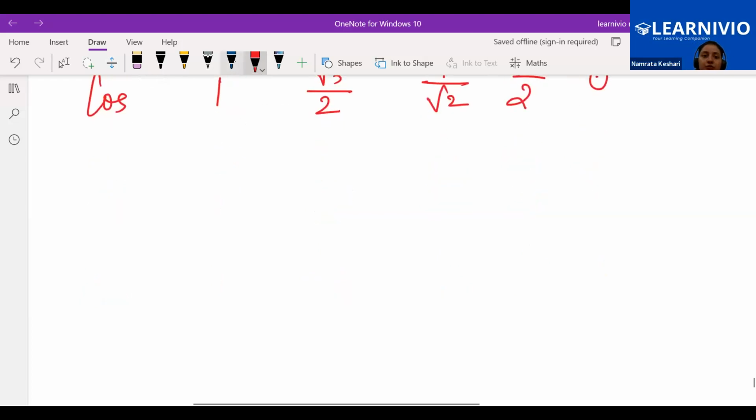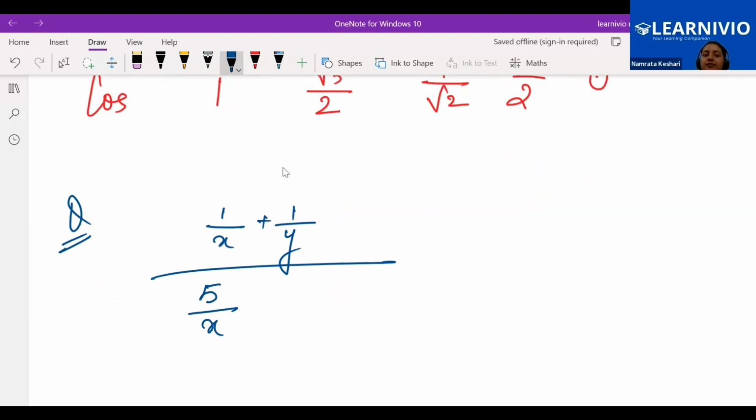Okay, if I give you one question randomly, not from our syllabus: 1 by x plus 1 by y, divided by 5 by x plus 7 by y. Can you tell me the result? Take your time, do it, and let me know what you are getting. Yeah, I'll do it right now.